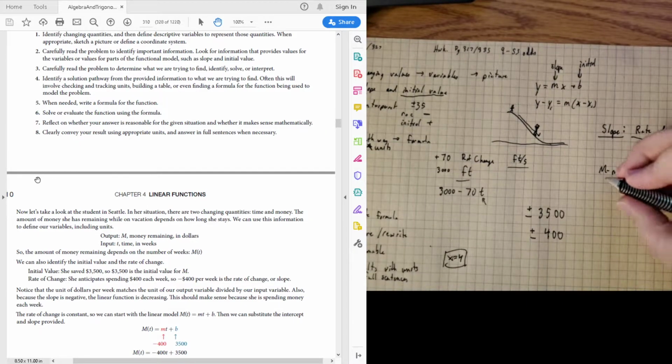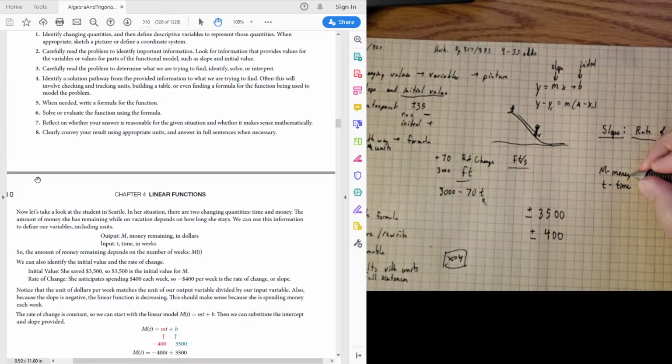M compares to t, the amount of time she's going to spend while she's in Seattle. And to people like you and I, we might look at that and say, well, she's going to spend an unknown amount of time. That doesn't make any sense. But you've got to keep in mind that for this example, we're just trying to understand the basic components of it and see how it fits together.